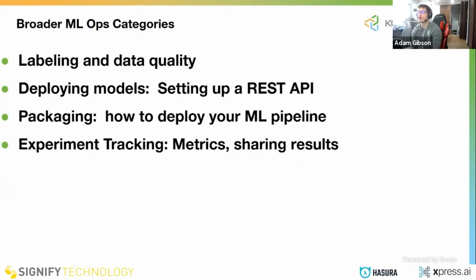So there are broader categories: labeling and data quality, setting up a REST API, packaging, like how do you deploy an ML pipeline, and experiment tracking, which Weights and Biases does. I think they, and I guess MLflow as well, are kind of the standards in this space. So if you use those tools, we're not that. We're kind of a lower level component that you might consume from something like those tools.